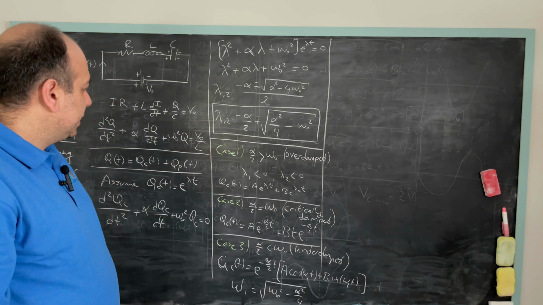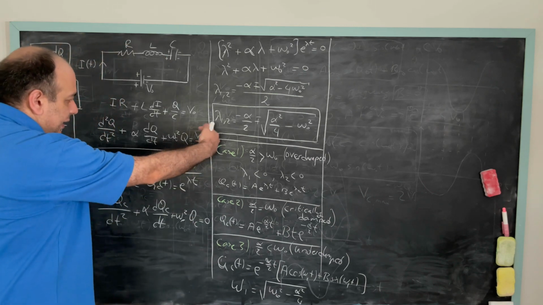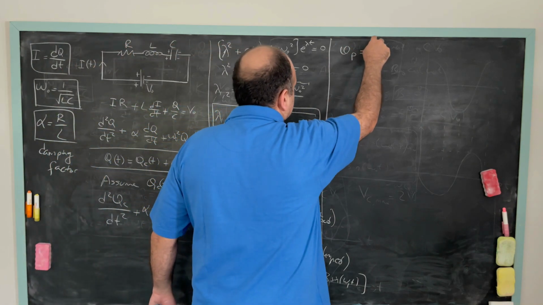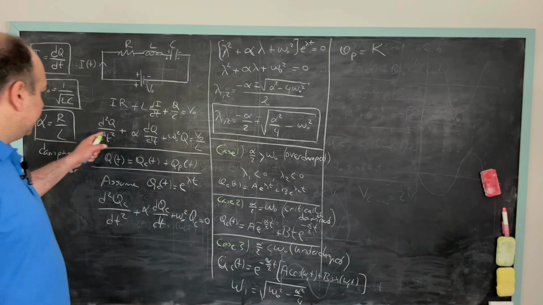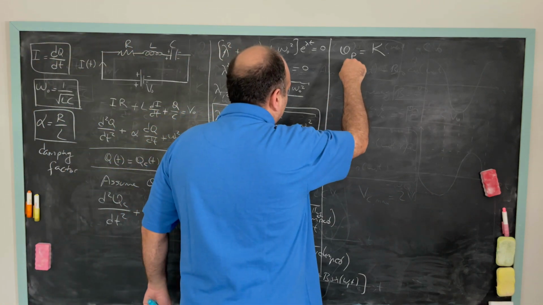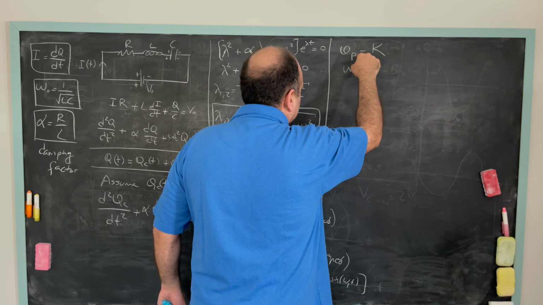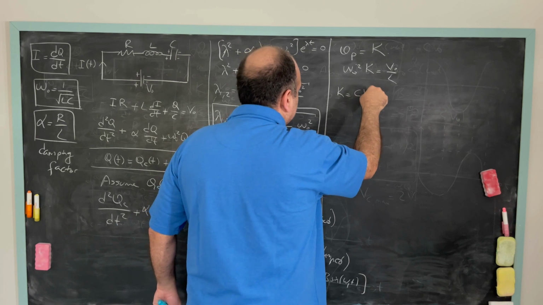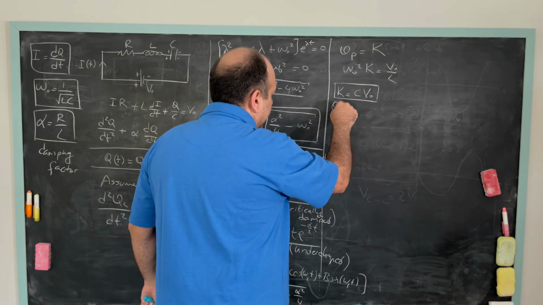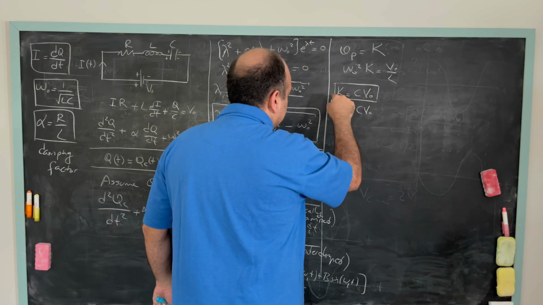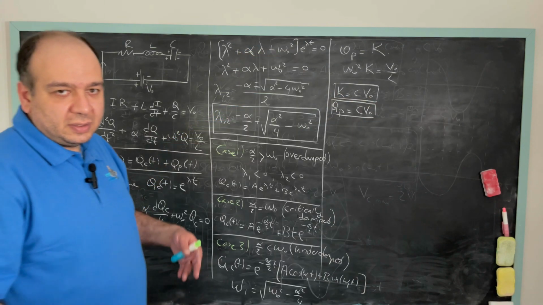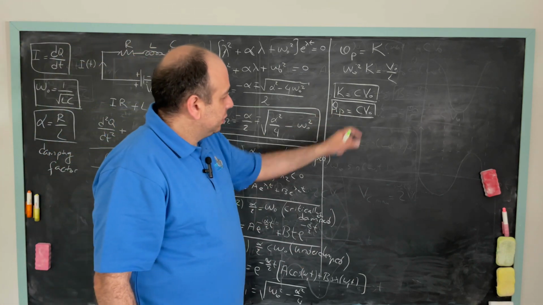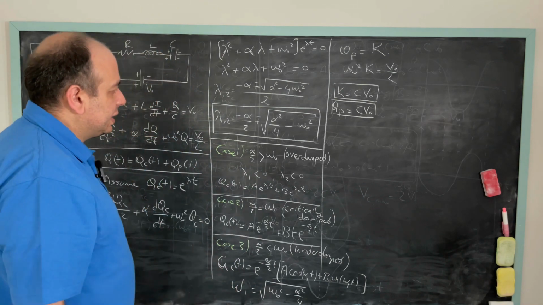So we need to find a particular solution now. Since the right hand side is just a constant, we will assume that Q particular is a constant K. If we insert this in this equation, we again have omega naught squared times K equal to V naught over L, and as before, K turns out to be C times V naught. So regardless of the type of damping we may have in this circuit, the particular solution is always the same, which is C times V naught.